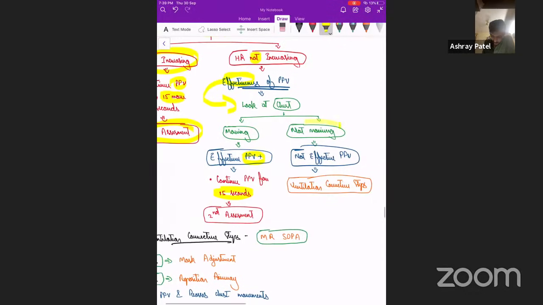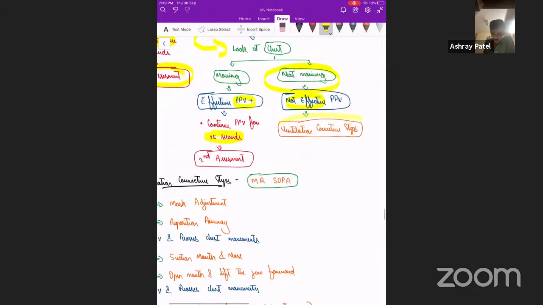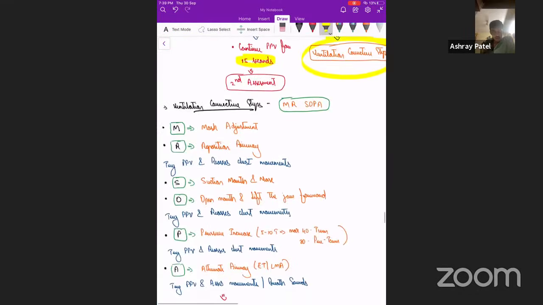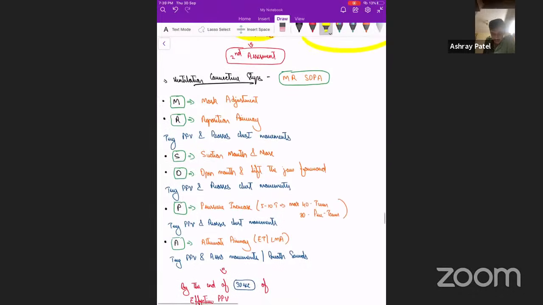If it is not moving, that means we are going wrong somewhere. Effective positive pressure ventilation is not being given. So we'll have to take certain corrective steps. That is what we call ventilation corrective steps. Let's see how we give these ventilation corrective steps. This is easily remembered by the mnemonic MR SOPA. This is the mnemonic which we use.